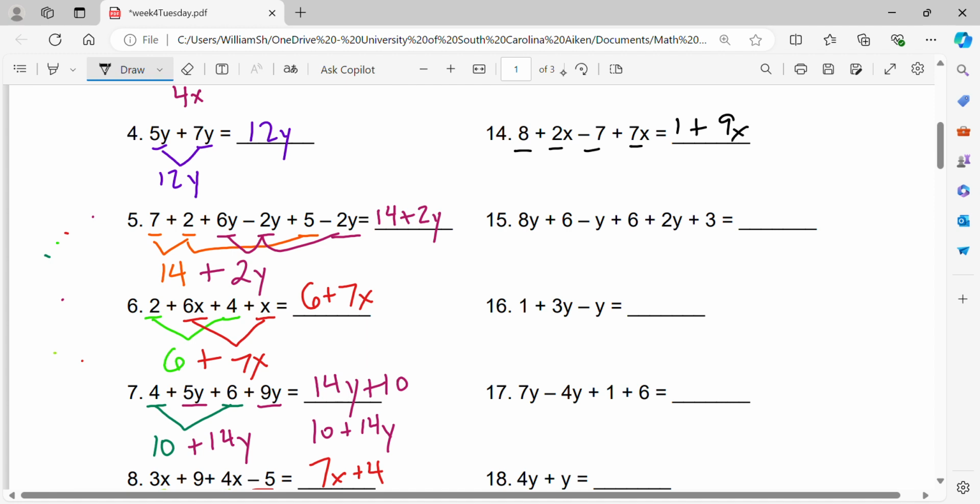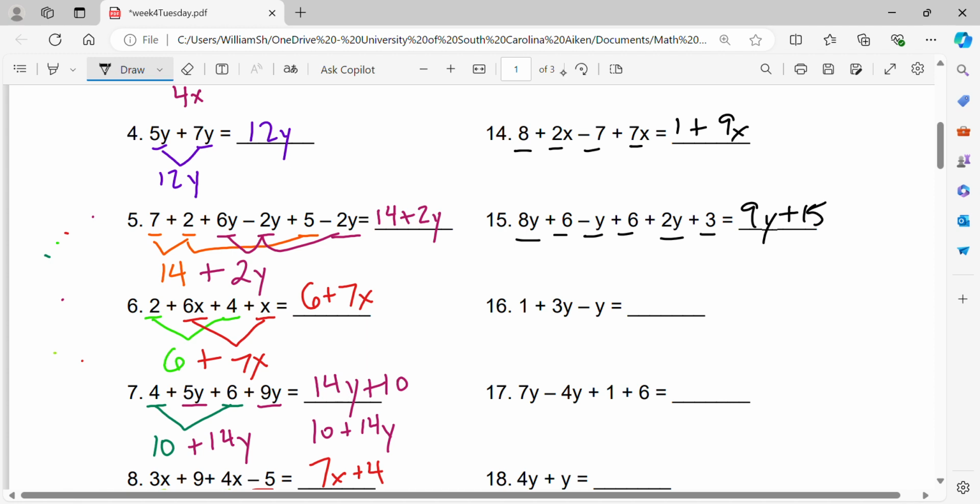Okay. 15. 8y plus 6 minus y plus 6 plus 2y plus 3. Okay. 8y minus y is 7y plus 2y is 9y. Okay. Now I got to look at my constants. 6 plus 6 is 12 plus 3 is 15. Ooh, almost said 19. Almost screwed up, didn't I?